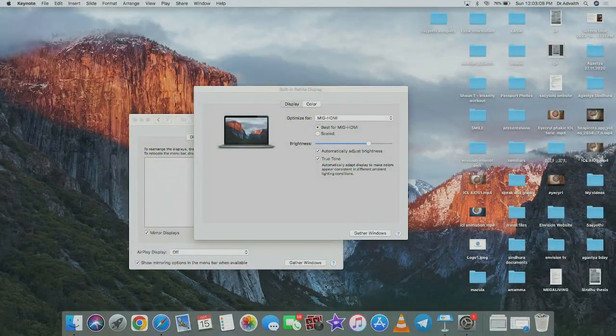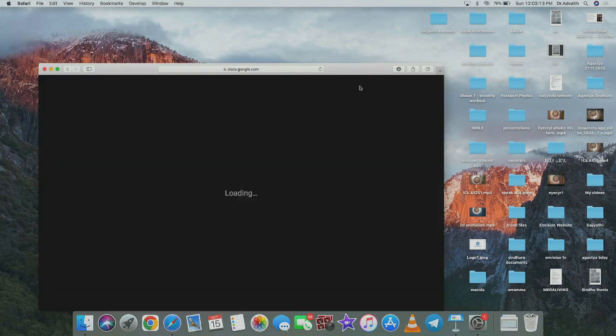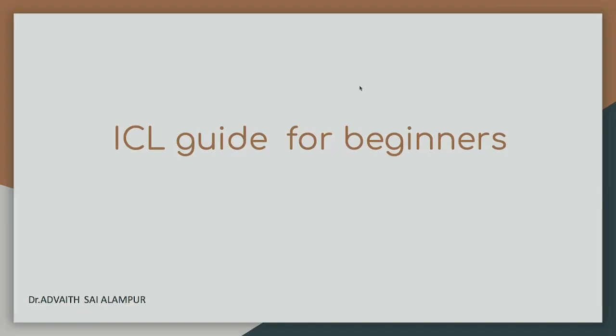For the LASIK patients, I think RKs. Thank you. Sorry for the interruption.